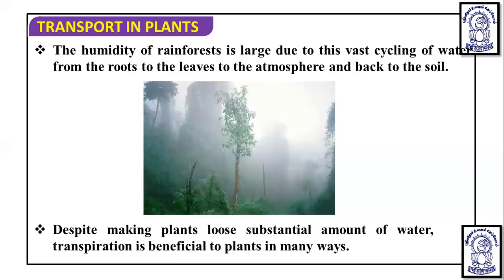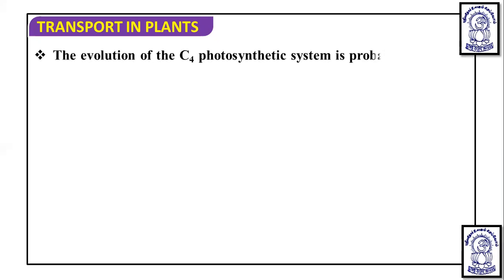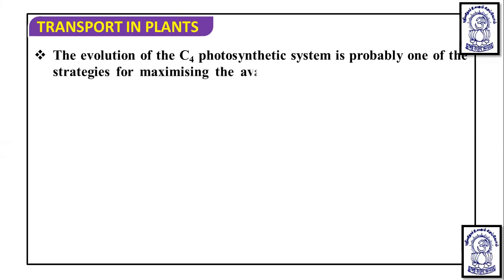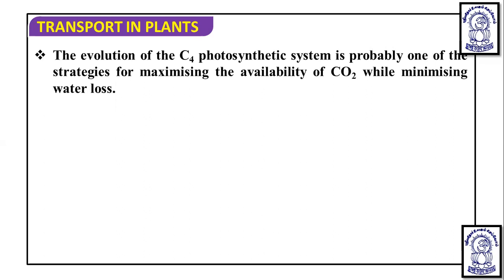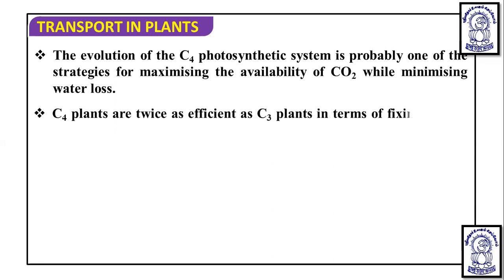Now in this, one more thing happened: as evolution occurred, it is known that the evolution of the C4 photosynthetic system is probably one of the strategies for maximizing the availability of CO2 while minimizing water loss, because they are tolerant to high temperature.